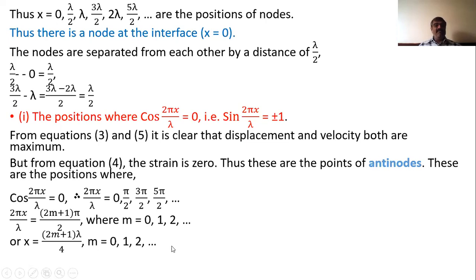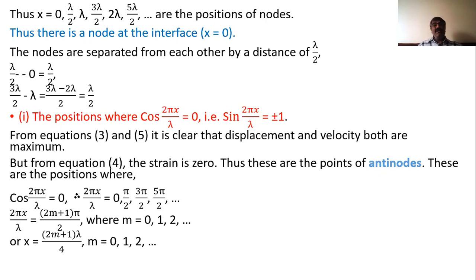And now put here the values. You will find the positions of antinodes. Now if m equal to 0, it will be simply 0 plus 1, that means 1, that means lambda by 4. So at a distance of lambda by 4 from the interface, from the closed end, you will find the first antinode. So the first antinode is at a distance of lambda by 4 from the closed interface.